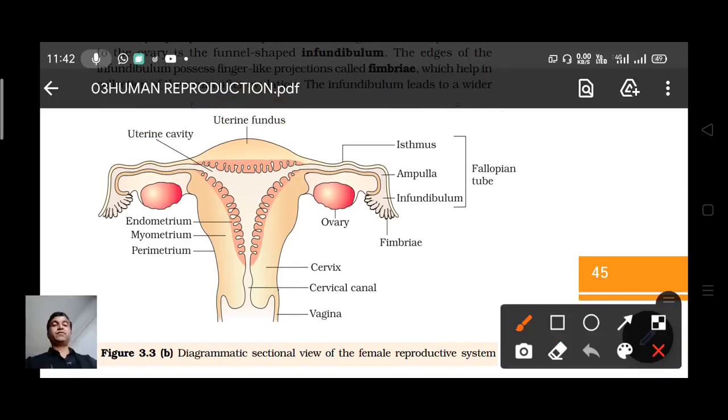Yes. So this is a figure. The ovaries are in pair, one on the right side and one on the left side. They are held together with the help of ligaments: the ovarian ligament and the broad ligament.